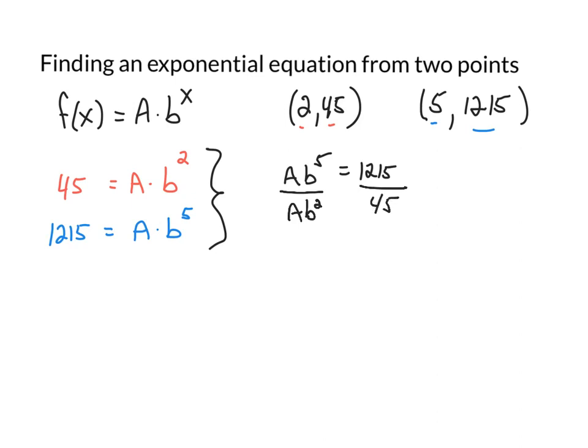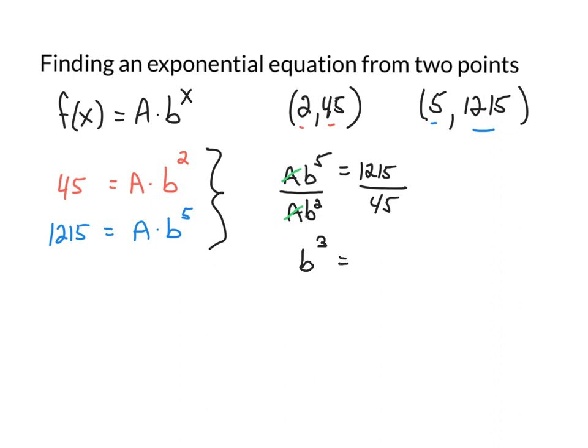Okay, so when we think about our exponent rules, this a and this a will cancel. And then I'm left with b to the 5th over b squared. Okay, so notice I have the same base. So when I reduce this, I'm going to take 5 minus 2. And on the left-hand side, I end up with b cubed.